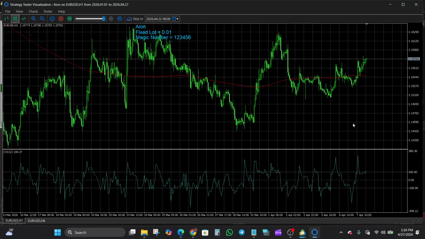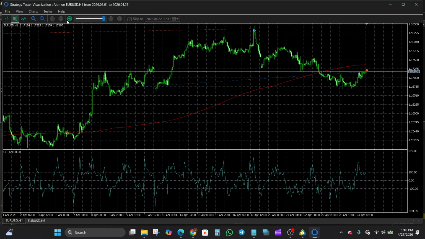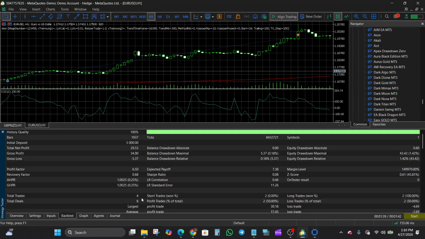We're seeing another trade has been executed. Now we have come to the end of this test. Let's head over to the results to see how the EA performed. The initial deposit was 3,000 US dollars, and the total net profit is just 29.53 US dollars. That means we had just almost 1% profit over the past approximately 4 months.